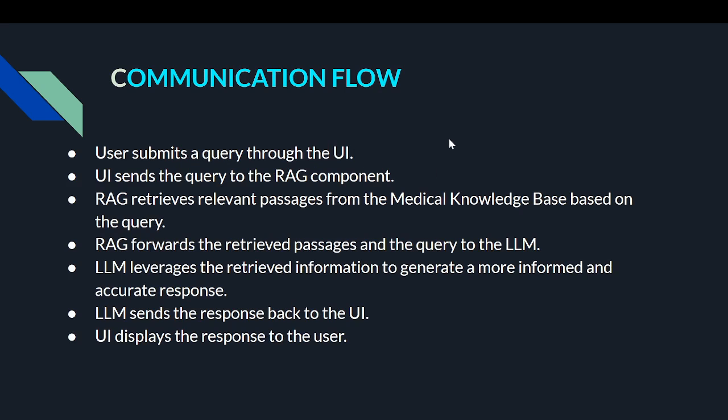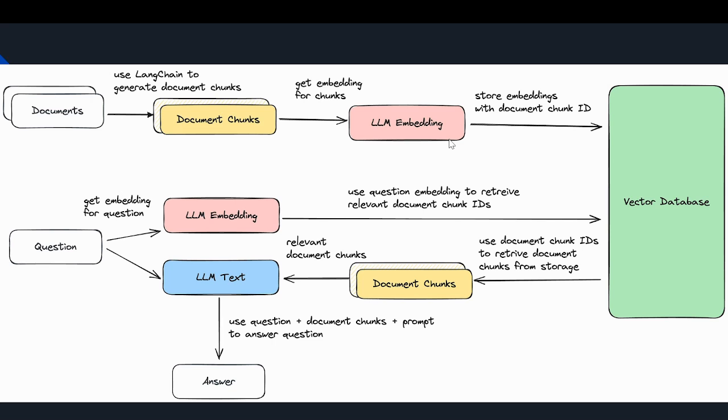The communication flow is better understood with the help of this diagram. First, the data that is present in the document is divided into document chunks with the help of LangChain. Later, these chunks are passed on to an embedding model where each token is converted into a specific vector, and all these vectors are stored in a vector database.